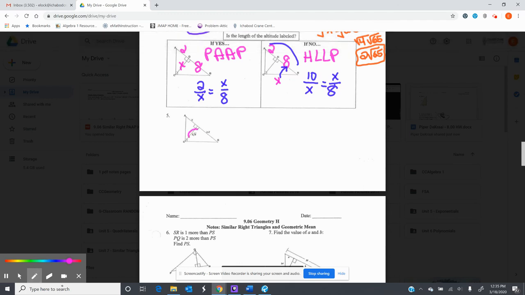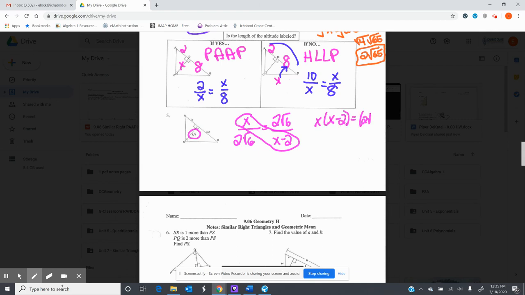This again is the altitude rule, because we have something next to the altitude. So when we take this x over 2 rad 6 equals the 2 rad 6 over x minus 2, remember when you cross multiply here, you have to distribute. So we get x times x minus 2 equals 2 square roots of 6 squared, and x distributed in does give you an x squared minus 2x.